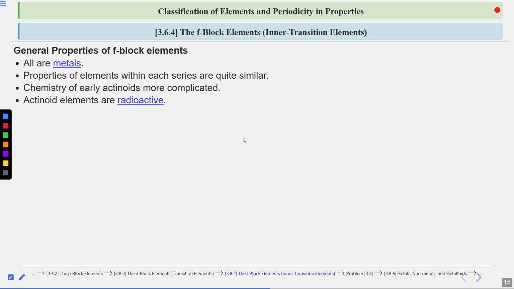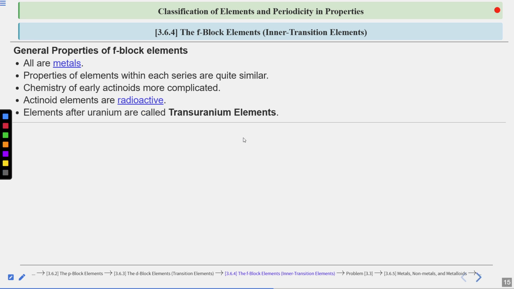And one more point, your actinoids are radioactive. So all of the actinoids are radioactive in nature. Lastly, after uranium, the elements are called trans-uranium elements. So these are some general points. There is no logic behind it. They are just facts. Try to memorize them. So 5 facts are related to these f block elements. It's very important to memorize these 5. One-liner questions are always asked from this kind of theory.